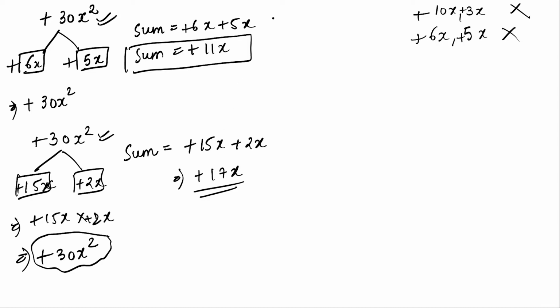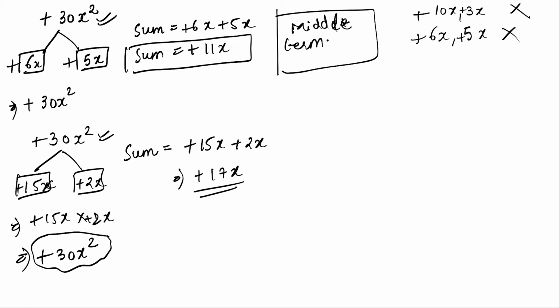Now what was my middle term? My middle term was plus 17x. And we have got the sum as the middle term. We have got the product after multiplication. So this is the pair we need. Plus 15x and plus 2x.